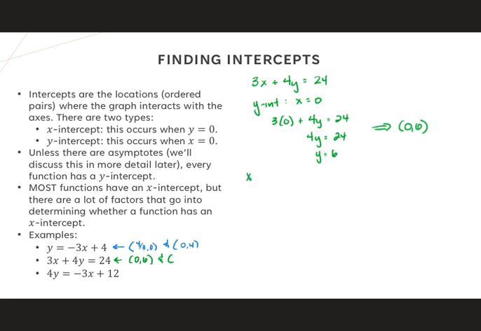Then I'm going to find the x-intercept. So I'm setting y equal to 0. So I have 3x plus 4 times 0 equals 24. So 3x equals 24, which means divide both sides by 3. So x is 8. So this is going to be the point 8, 0.